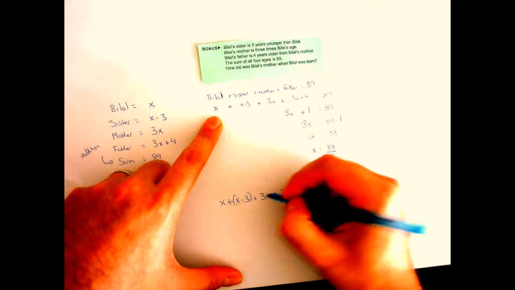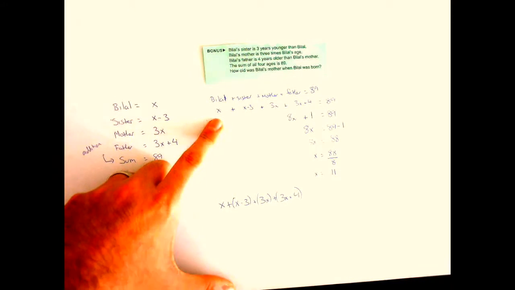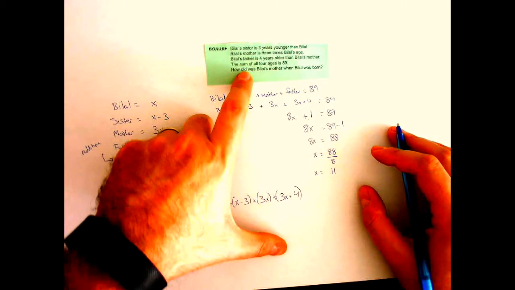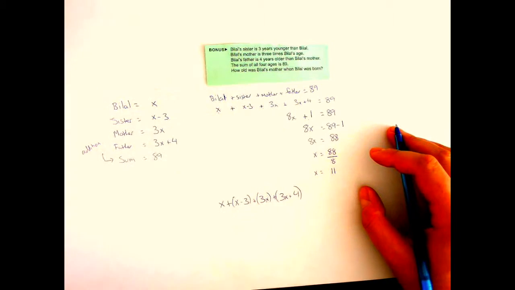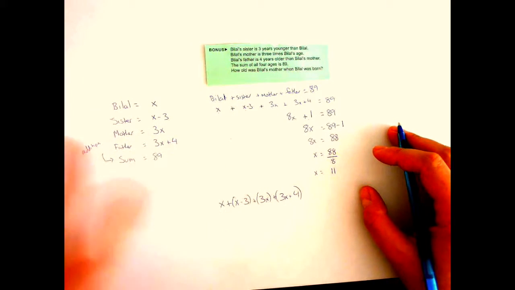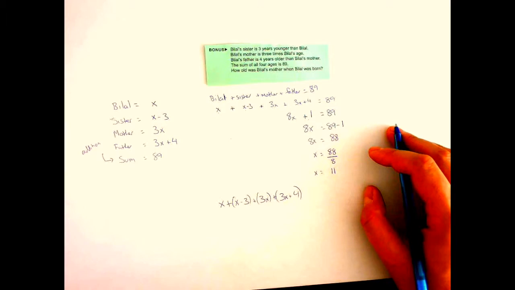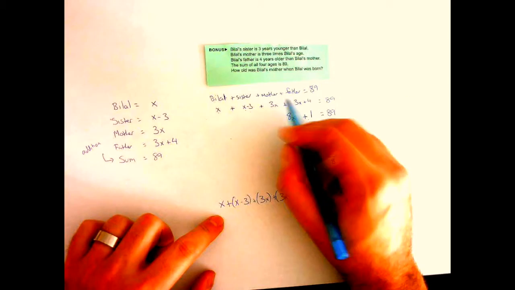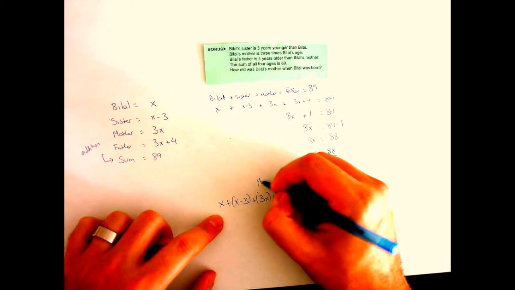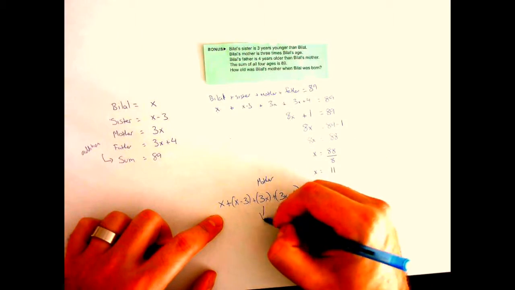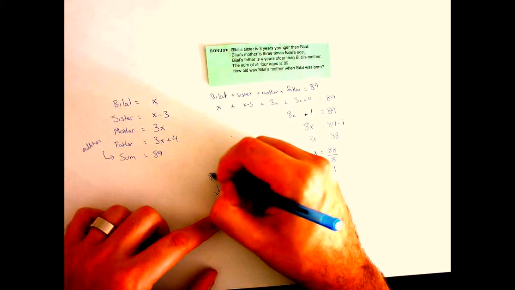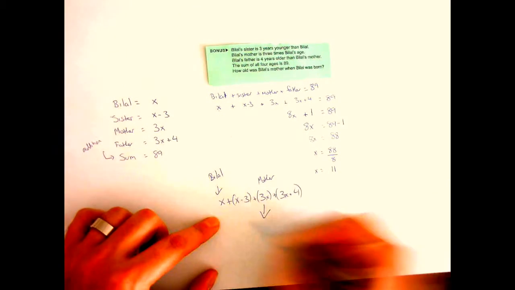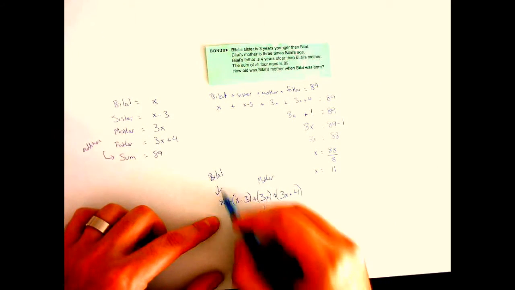I'm going to bracket each age just to make it a little bit easier. Then I can figure out how old everybody is. But the question is asking me, how old was Bilal's mother when Bilal was born? So the important age I need to figure out right now is Bilal's mom. So let's look at mother. This is mother. So let's focus on her. Bilal is, so this is Bilal. These are the two important people.